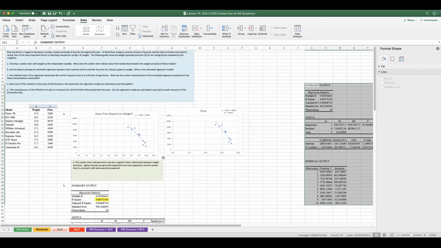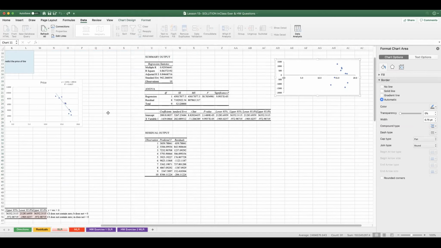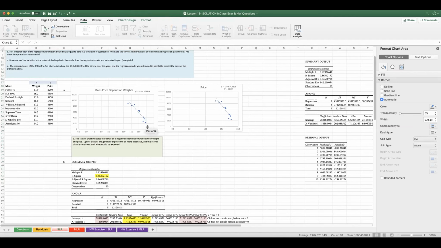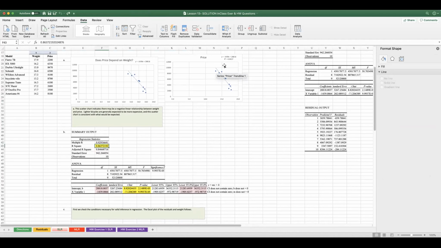I have the same output over here. Let's look at this. So I'm just going to get rid of that. It's okay. I'll get rid of it later. All right. So you notice you got the same R squared that we got when we did it this way. When I add the equation and the R squared value here, it's a shortcut to the regression results.